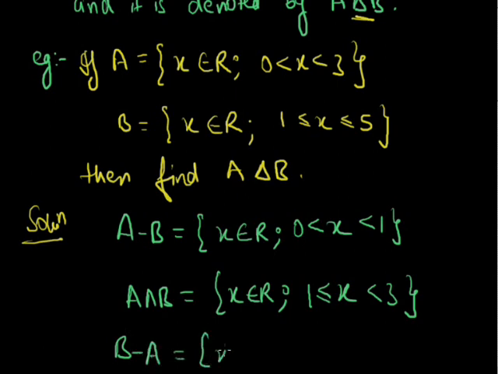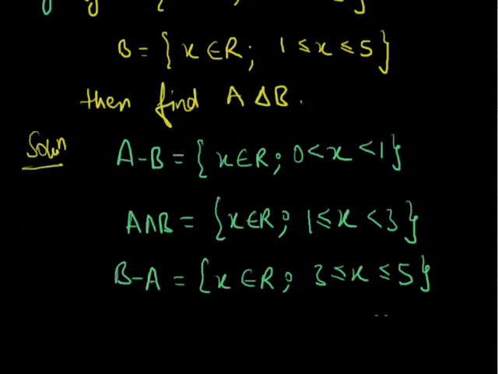So B minus A is the set in which x belongs to the real numbers, and here x lies between 3 to 5, both are included. Why between 3 to 5? In B minus A, we need to remove the common part of A and B from set B, or we can say we need to remove the part of A from B to get B minus A. B we have already seen: x belongs to real numbers, and x lies from 1 to 5, both are included.